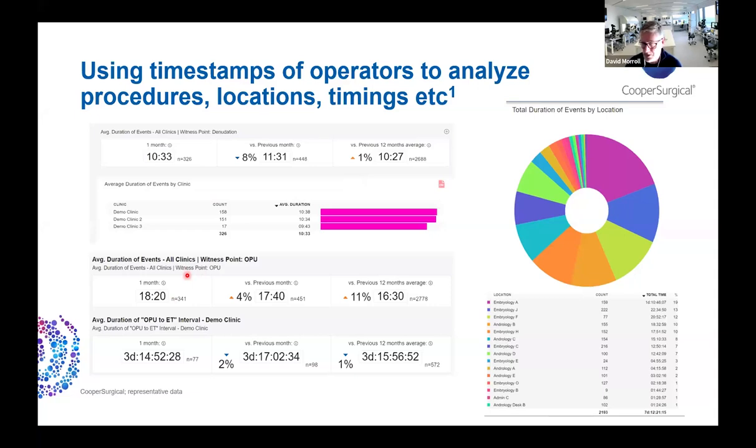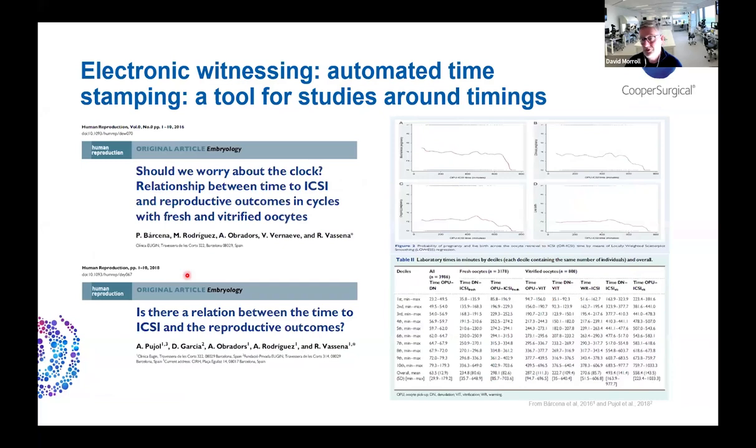For instance, our Witness IQ system is designed around that principle. And it's also been used to give some really helpful feedback on automated timestamping as a tool for studying how processes are performed. In this case, it's relating to ICSI and how timings of events affect clinical outcomes. So again, making sure we collect robust data that drives decision making and improves performance.